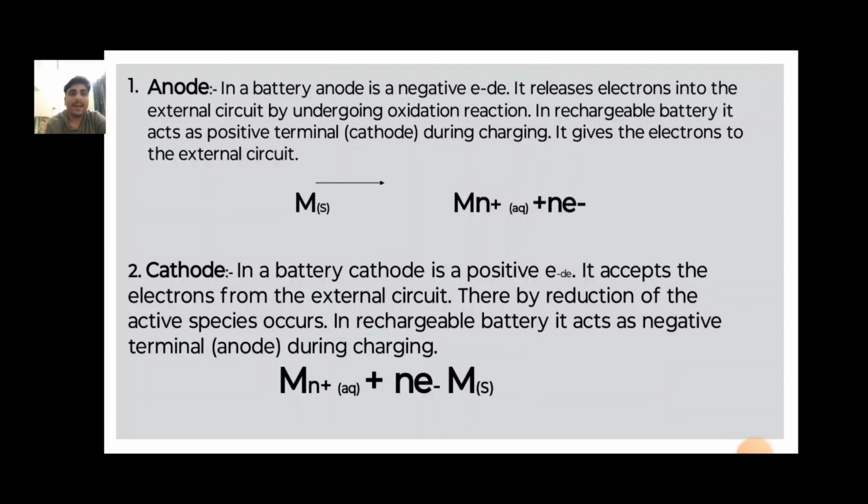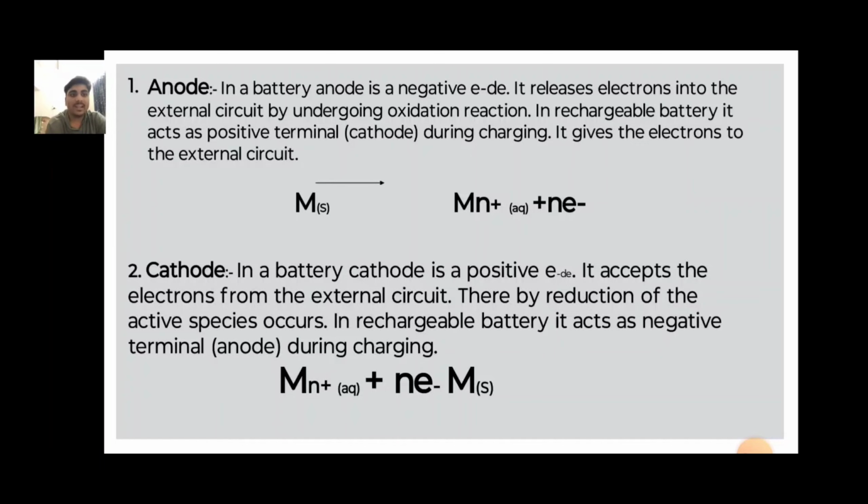Anode. In a battery, the anode is the negative electrode. It releases electrons into the external circuit by undergoing an oxidation reaction. In a rechargeable battery, it acts as the positive terminal during charging, when it gives electrons to the external circuit. M in solution gives rise to Mn+ in aqueous solution plus ne-.